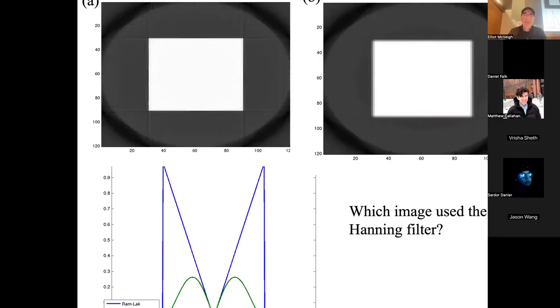So here's the Ramlock filter, like the absolute value of K. This is the Hanning filter. And you look at the two pictures and say, which is created by the Hanning filter, right? It's not too hard because the edges of this thing are all blurry, right? This one has super crispy, high frequency edges, but you can see some artifacts off the edges and it'll have much higher noise.